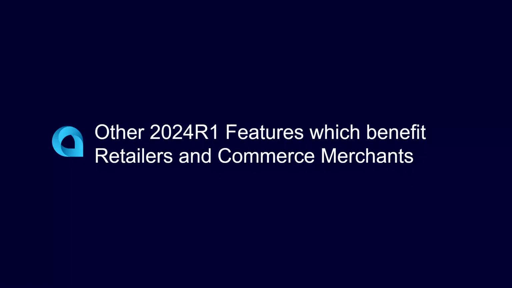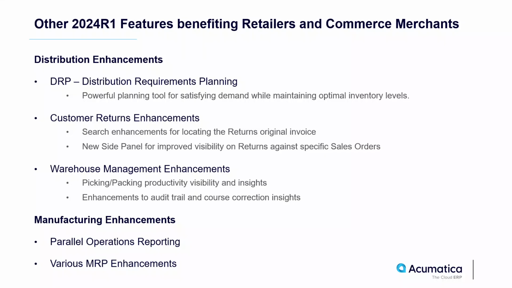Okay, so that's all the time I have for the Amazon connector today. But in closing, I want to tell you about some of the other features that are being added to Acumatica that could benefit you as a retailer or a merchant. For instance, the Distribution Edition is now adding distribution requirements planning solutions. These are powerful tools for satisfying supply and demand and optimizing your inventory levels.